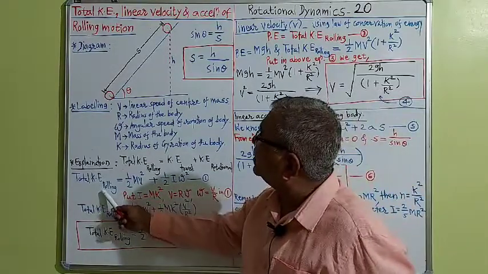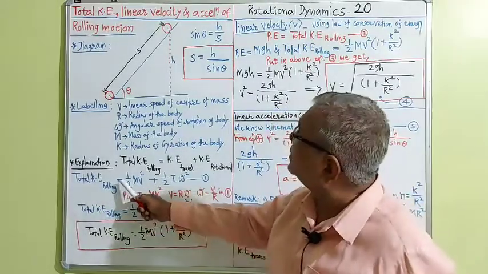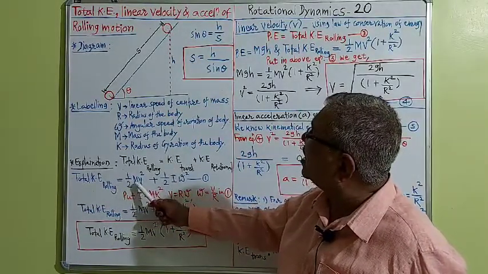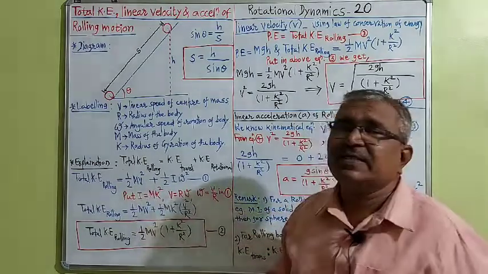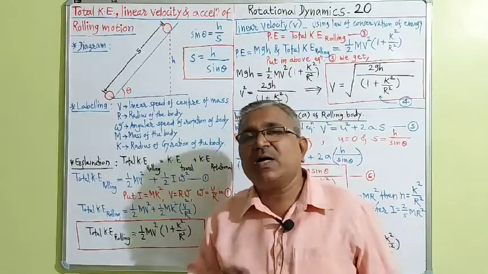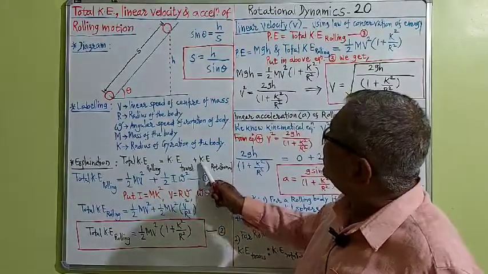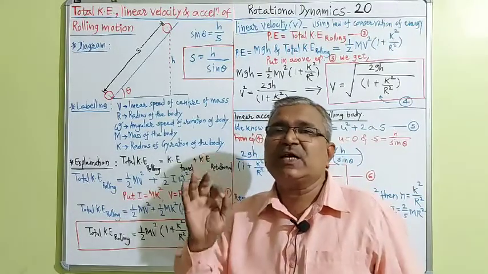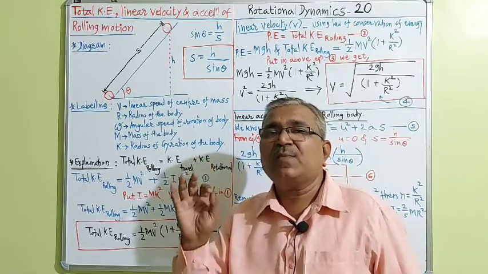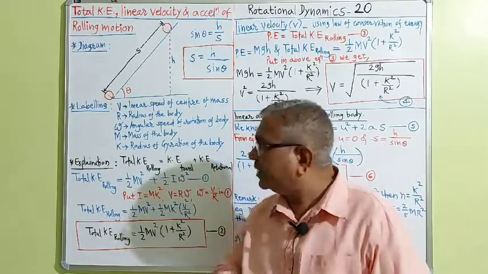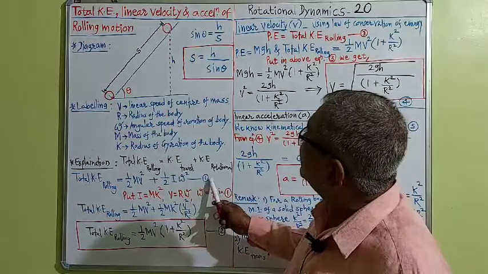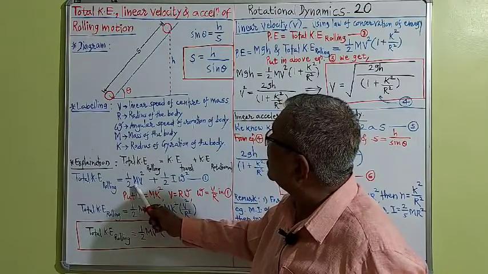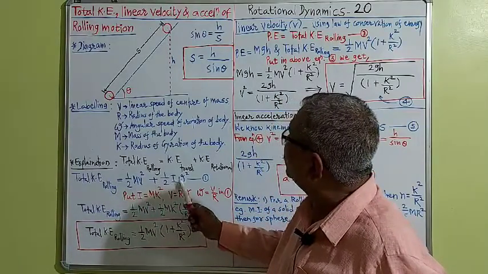Then the total kinetic energy of the rolling body or motion is equal to, we know translational kinetic energy is given by the formula 1/2 mv square, where v is the linear velocity and capital M is the mass of the body, plus rotational kinetic energy. We have already derived the formula in this chapter. The rotational kinetic energy is given by 1/2 I omega square. So in this way we got equation number 1, that is total kinetic energy of rolling motion is equal to 1/2 mv square plus 1/2 I omega square.